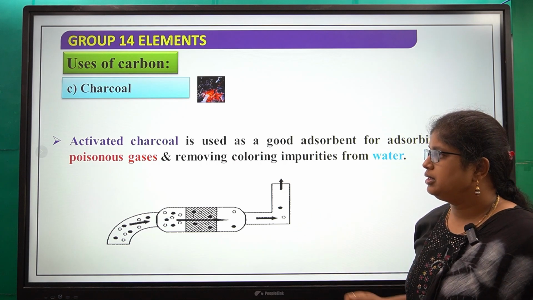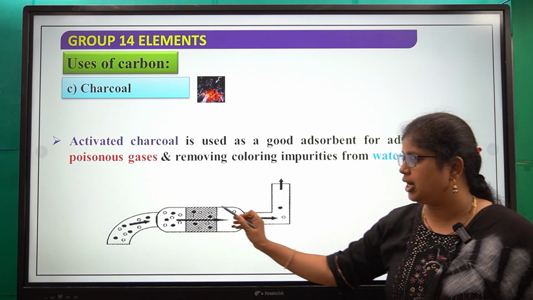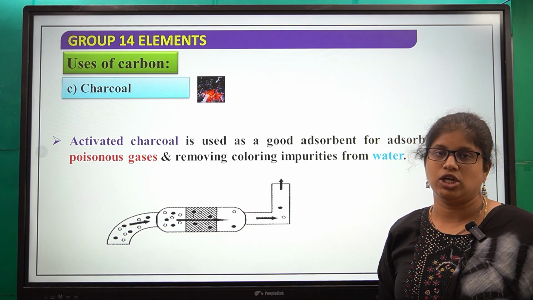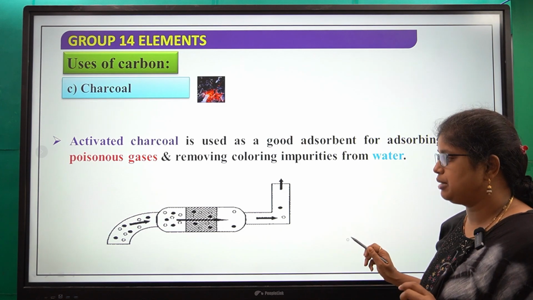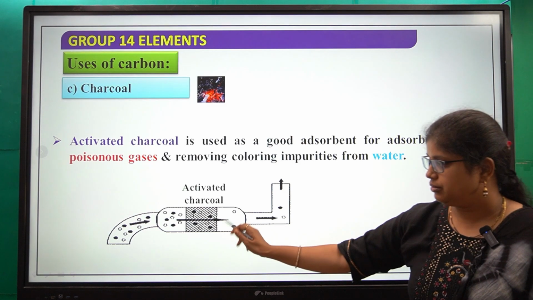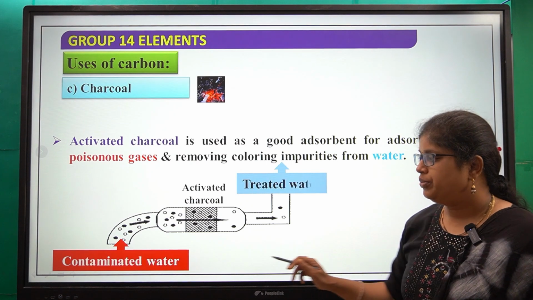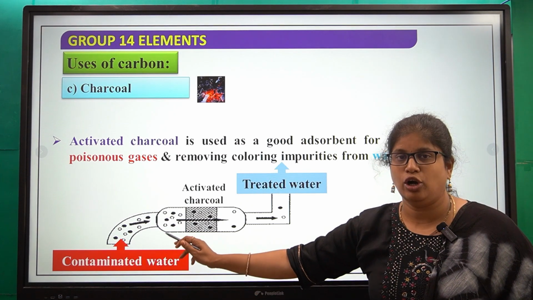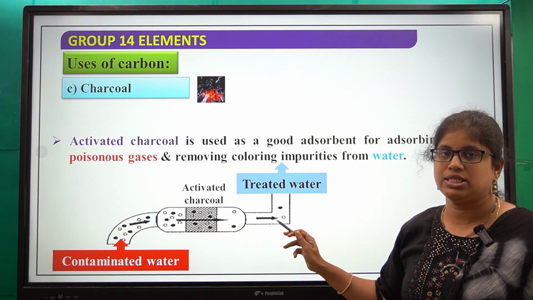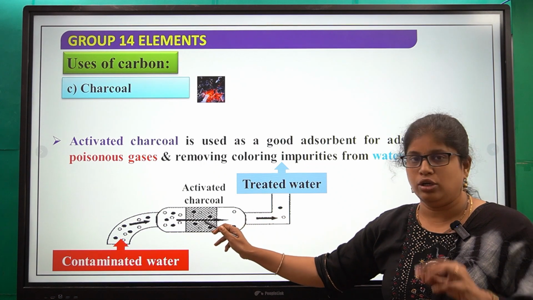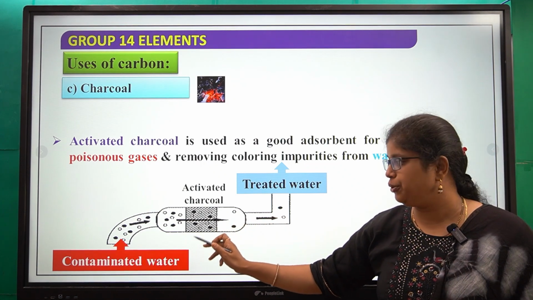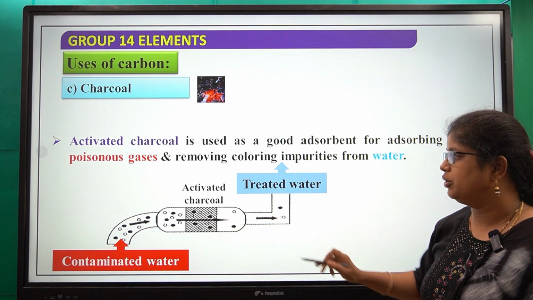See here, this is the activated charcoal. This activated charcoal is used as an adsorbent. If we send contaminated water through this charcoal, the charcoal adsorbs the colored impurities and the clean water will come out.